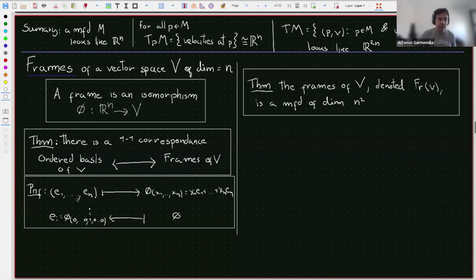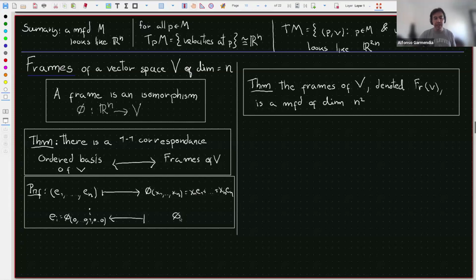If we have e1 to en, an ordered basis, I say ordered because e1 to en is a basis, and there is an order. There is the first element, the second, and so on. And that will give us an isomorphism from Rn to V. Here I have an element of Rn, x1 to xn, and I send it to x1 times e1 plus x2 times e2, and so on, the linear combination of the x's with the e's. That is a function, a map between Rn and V, and it's a linear map, and it's an isomorphism.